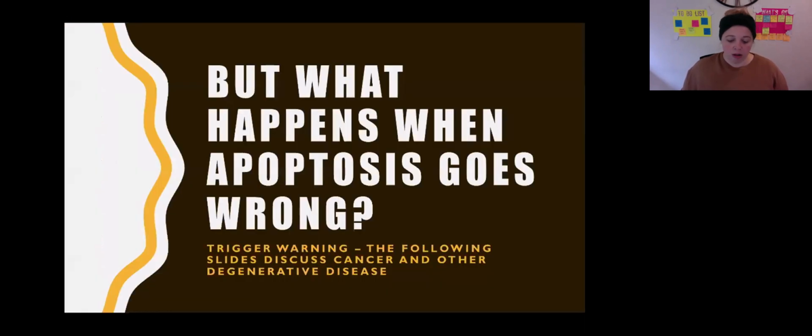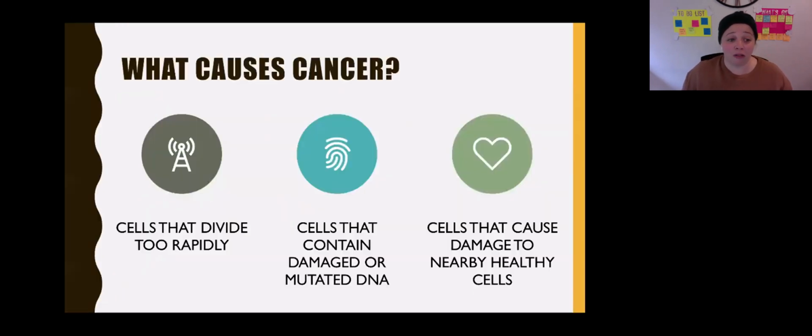Okay, so we need to think about what happens when apoptosis goes wrong. And again, I'm just going to give a little bit of a trigger warning that the following slides are going to discuss cancer and other degenerative disorders. Part of the way I look at it is that knowledge is power. If we understand the way these things work, then maybe we can come up with a solution for them.